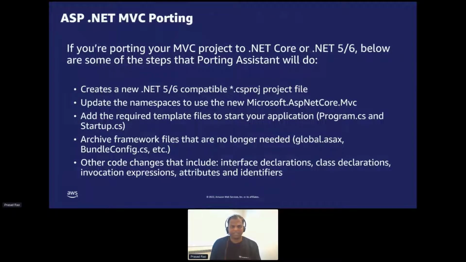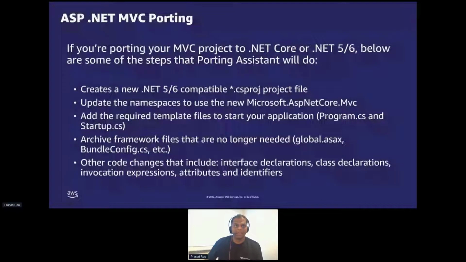So, double-clicking on what changes it is going to do. If you have an ASP.NET MVC application, then it's going to create the new .NET 5 or .NET 6 compatible project files. It's going to update the namespaces to use Microsoft.AspNetCore.Mvc. It's going to add the boilerplate starting templates like Program.cs and Startup.cs, and archive the files which are no longer used, Global.asax and bundle configs. There are other code changes it does, and we will look into a few of them today.